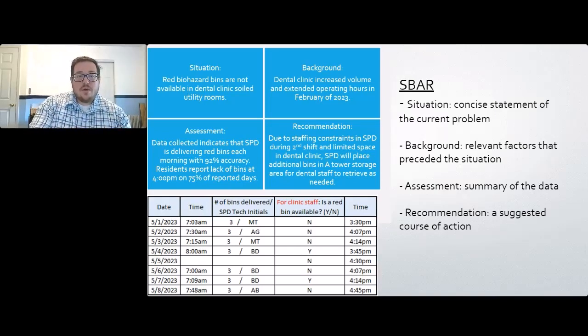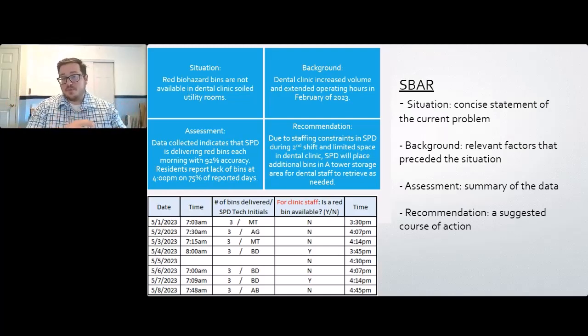So, an SBAR. So, situation, concise statement of the current problem. Background, relevant factors that preceded the situation. There's a general large turnover in healthcare, especially above a certain level. Sterile processing directors, maybe a 2 to 3 year average time in that role. Anybody above them, it's about the same, 2 to 3 years in an executive leadership role.